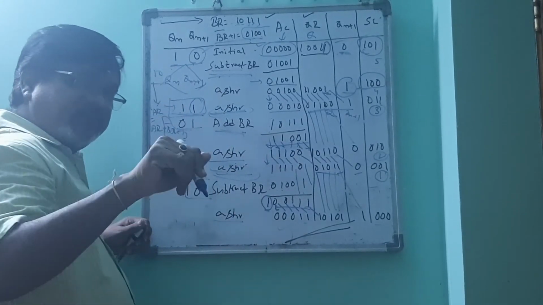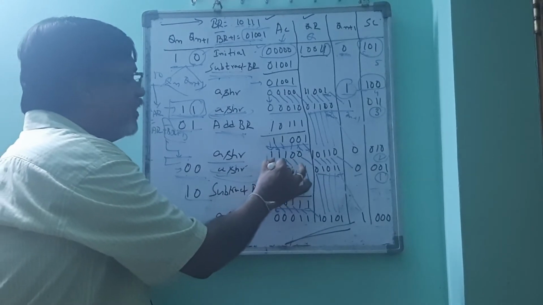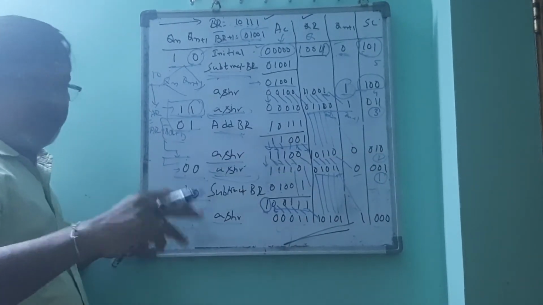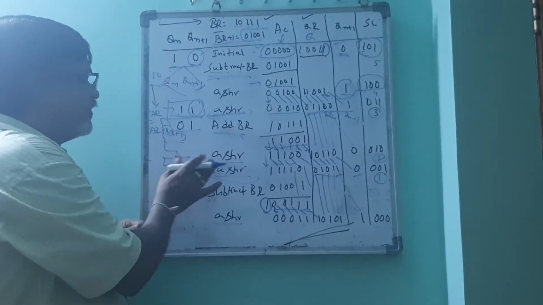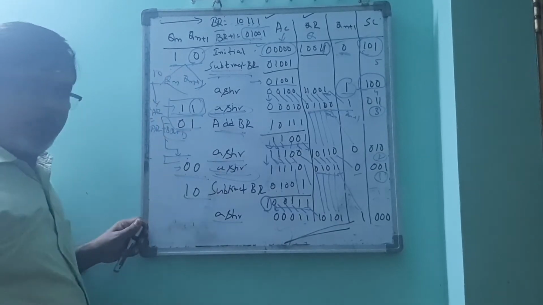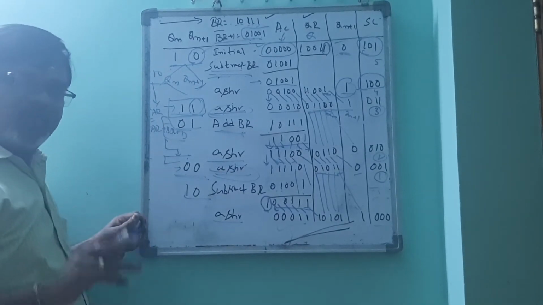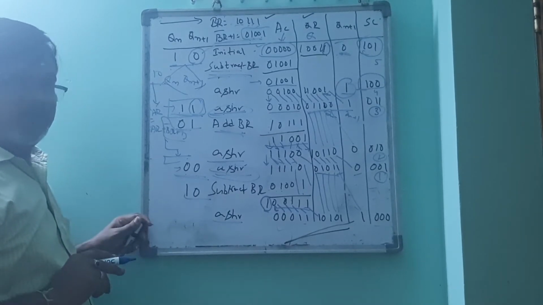But in the arithmetic shift right, this most significant bit will be written as it is and will be moved like this. That is the difference between arithmetic shift right and shift right. So after performing arithmetic shift right, then again the sequence counter will be decremented by 1. So this is the procedure for performing the multiplication operation using Booth's multiplication algorithm.